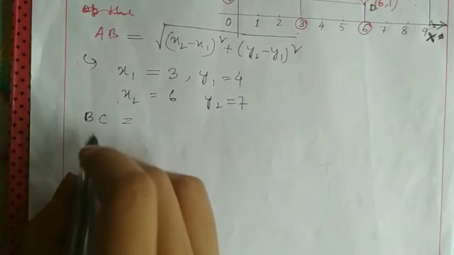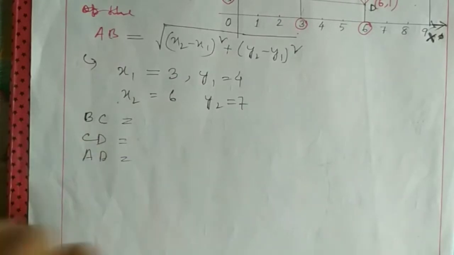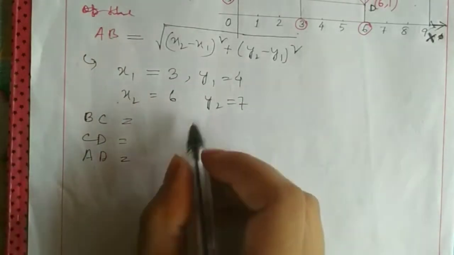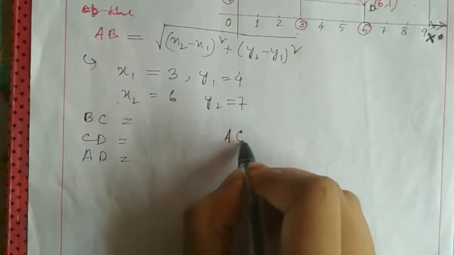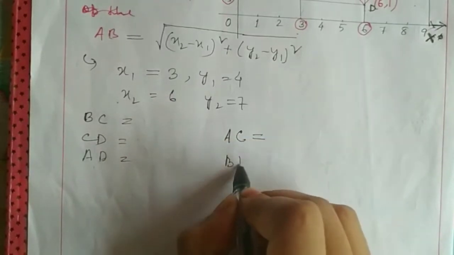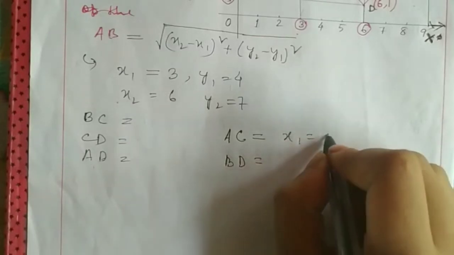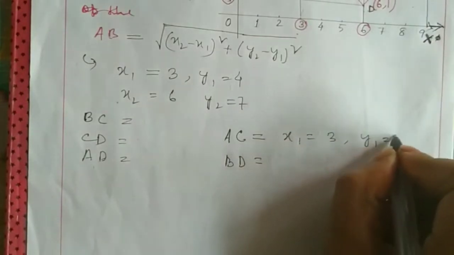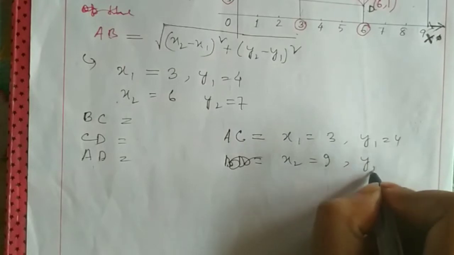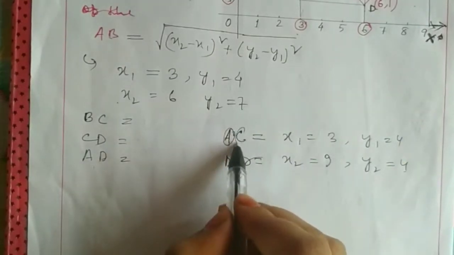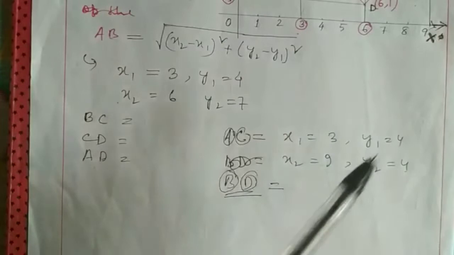Then after this, find BC, then CD, then AD. Find each side. If the 4 sides are equal, then also find the diagonals AC and BD. In case of AC, what are the coordinates? x1 is 3, y1 is 4, x2 is 9, y2 is 4. Take the A and C coordinates, and for BD take the B and D coordinates, and find them out. If they are equal too, that means this is a square.